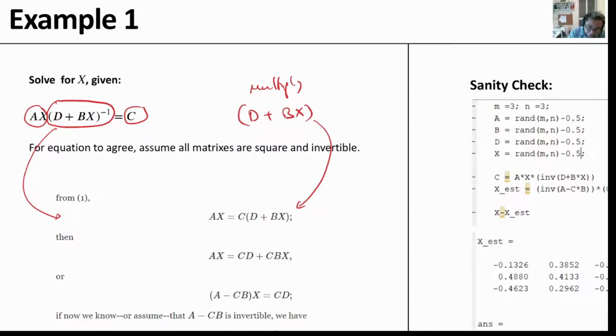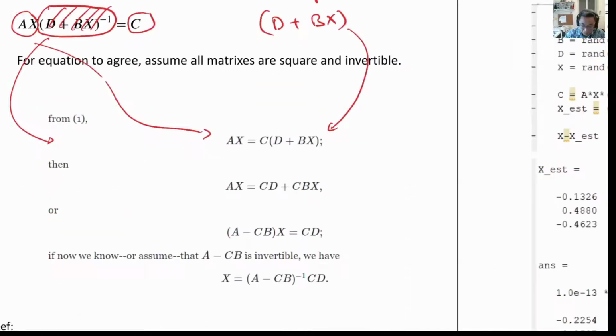In doing so, we have gotten rid of (D plus BX) inverse on the left hand side, leaving us with AX. We have just used the property of inverse in this first step. We then use the distributive property of matrix product, and we are opening up the brackets: CD plus CBX. Remember, here we are trying to solve for X.